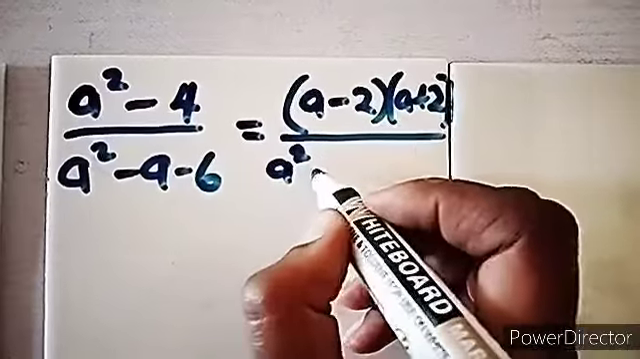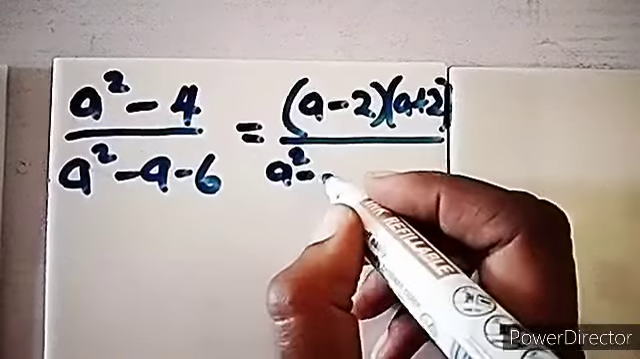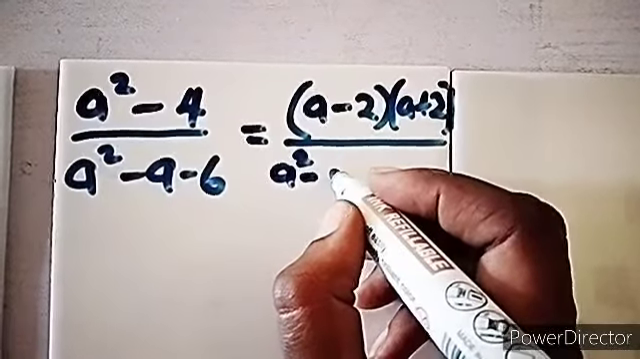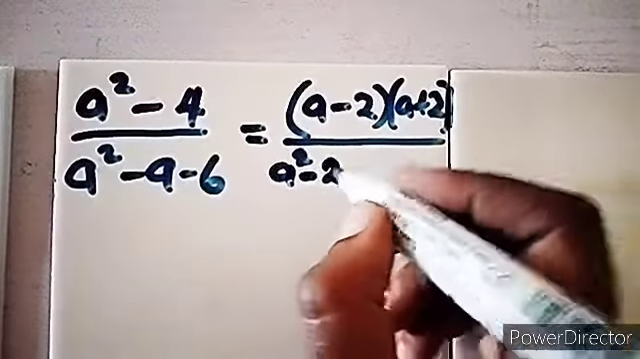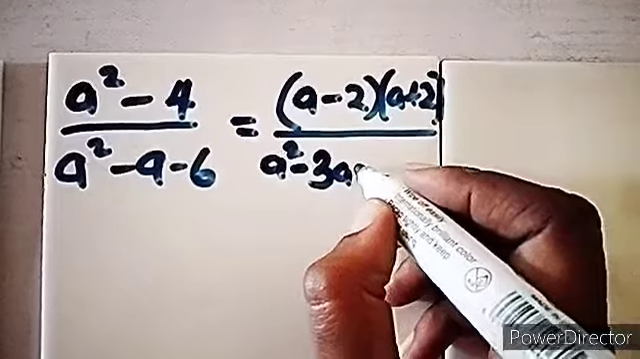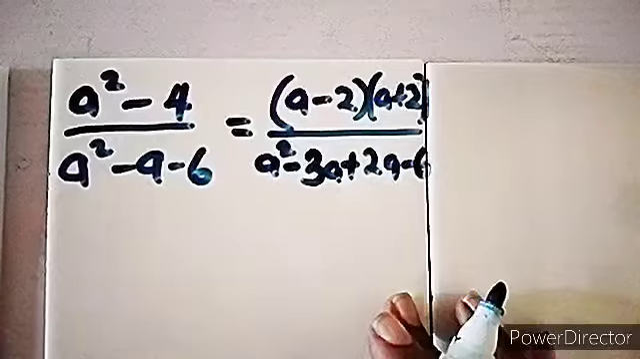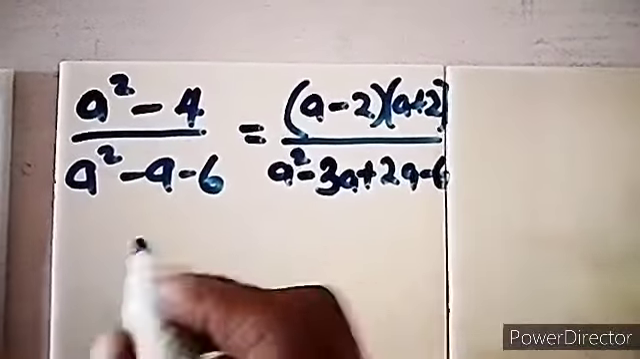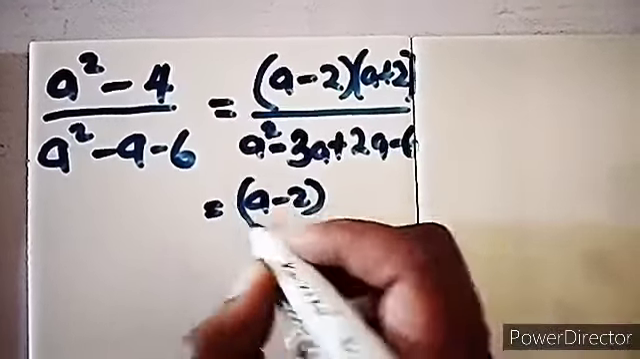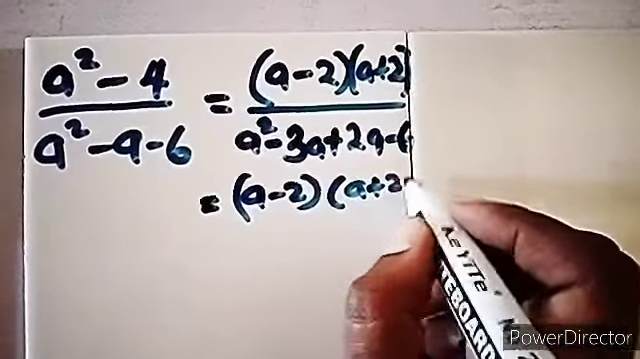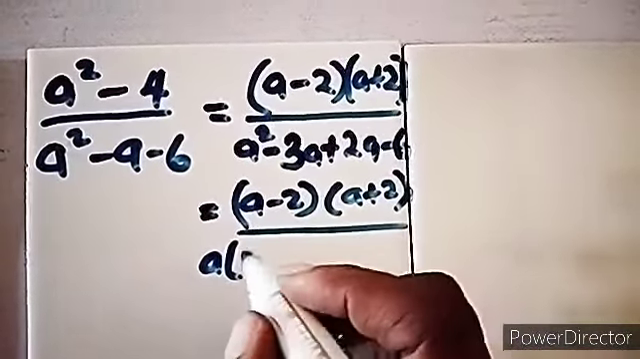And then we are going to factorize the denominator. So if we find factors that can multiply to give us minus 6 and then add up to give us minus a, we will have minus 3a plus 2a minus 6. And so we're going to separate them into two brackets. First of all, we'll write the numerator again, a minus 2 bracket a plus 2, and then we'll draw our line. So we will have a bracket.